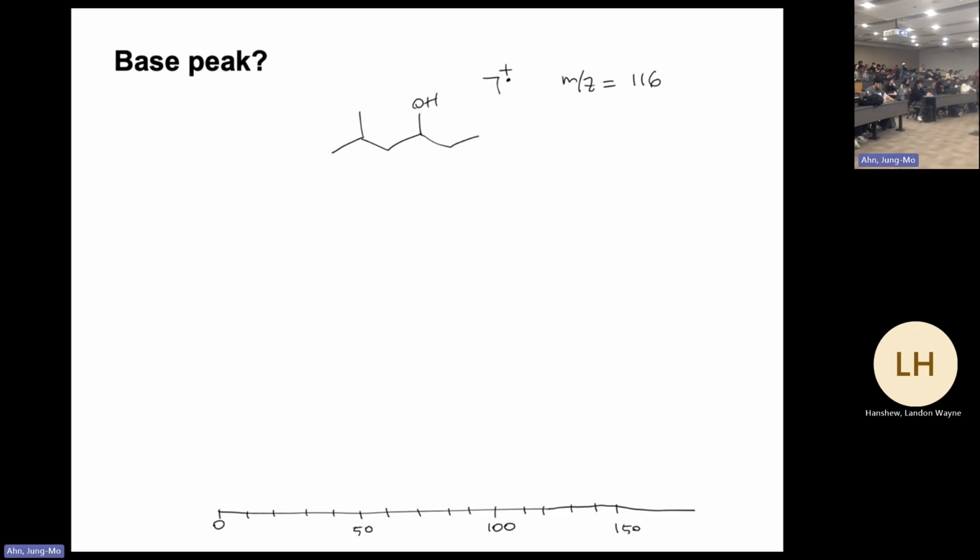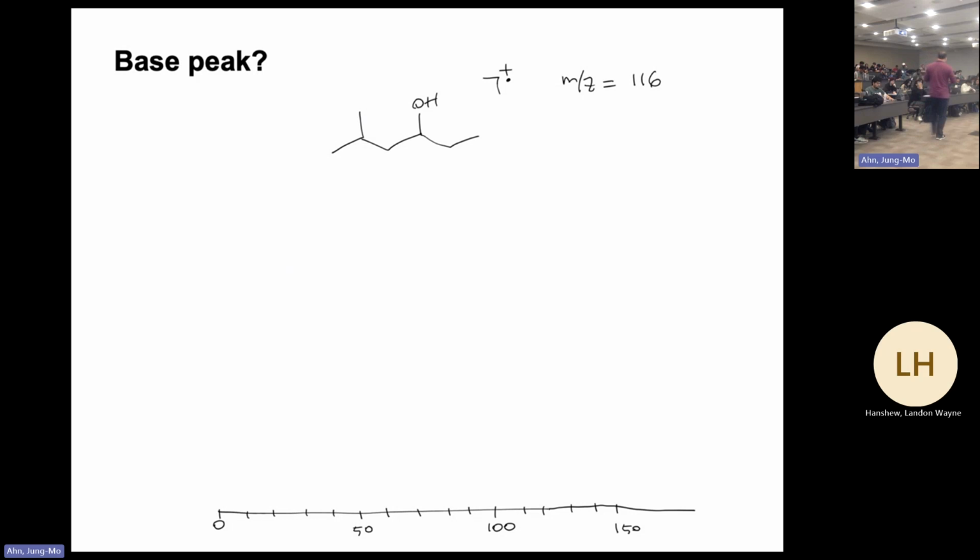What about this one? Now, I got almost the same backbone. I only added the hydroxy groups there. So molecular weight increases because I added the OH groups there. So the molecular weight is going to be 116, and that will be the molecular ion peak. But hardly will this become the base peak. So what would be the base peak?